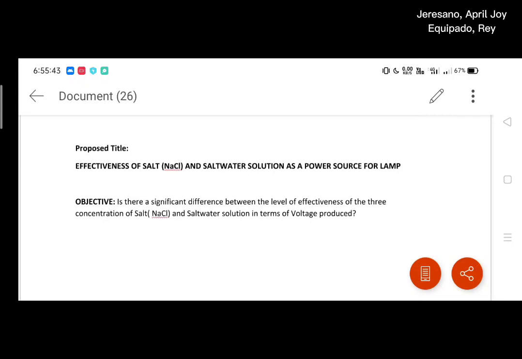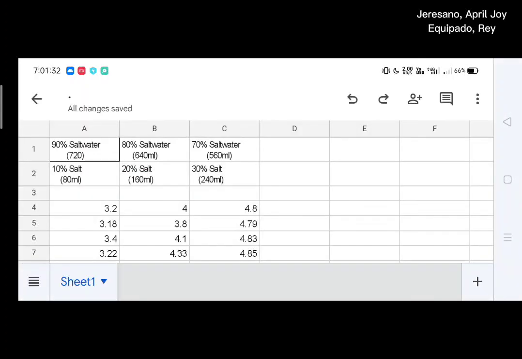The objective is: is there a significant difference between the level of effectiveness of the three concentrations of salt, NaCl, and salt water solution in terms of voltage produced? We have here the three concentrations A, B, and C.